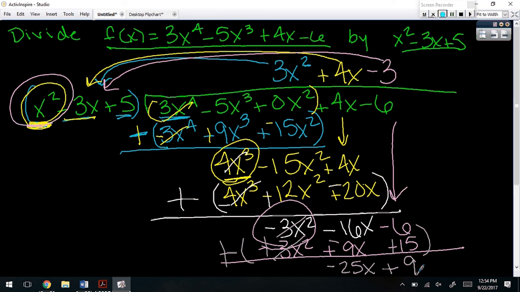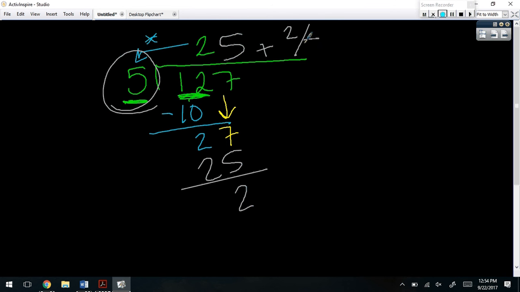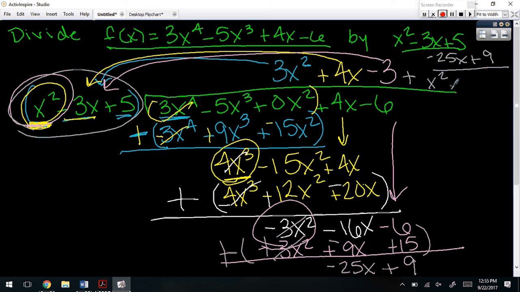So flip back over to that same example. This was 5, multiply around, 25. Here my remainder was 2. And we said all we have to do is go plus the remainder over the divisor. You're gonna have to bring negative 25x plus 9 over x squared minus 3x? Yes. So all we do is we write plus, we take our remainder, which is negative 25x plus 9, divided by what sits on the outside here: x squared minus 3x plus 5.